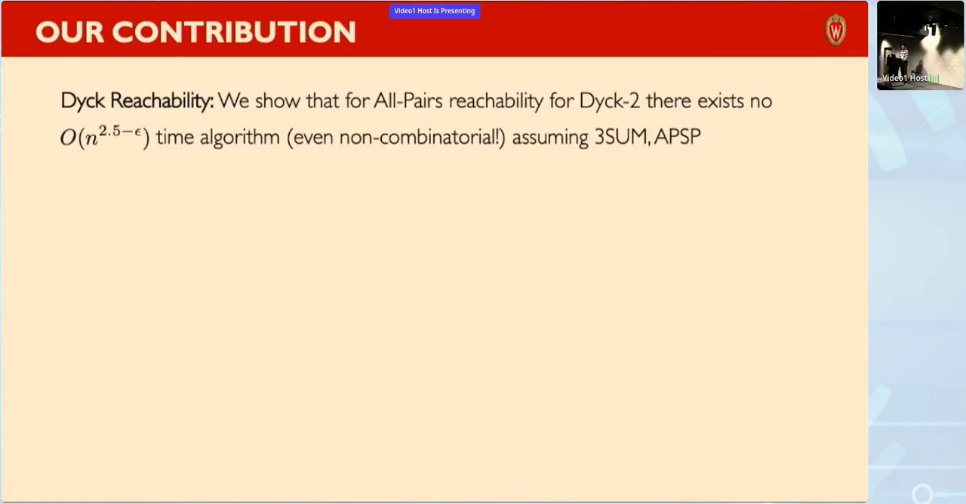Okay, so let me highlight the specific contributions of our work. The first result that we show is that for the Dyck reachability problem, for all-pairs reachability for Dyck-2, there does not exist an algorithm that is better than n to the 2.5 minus epsilon. This is assuming the 3-SUM and the all-pairs shortest path conjectures. The interesting thing about this result is that this lower bound holds even if you assume that you can use matrix multiplication.